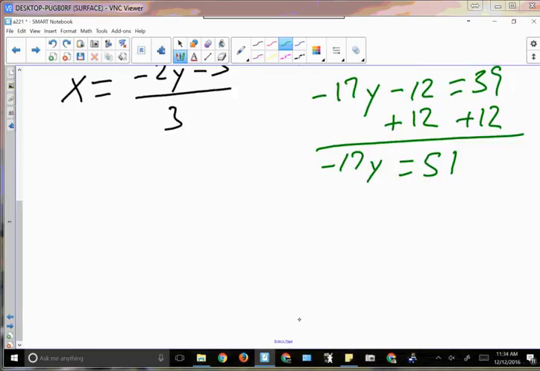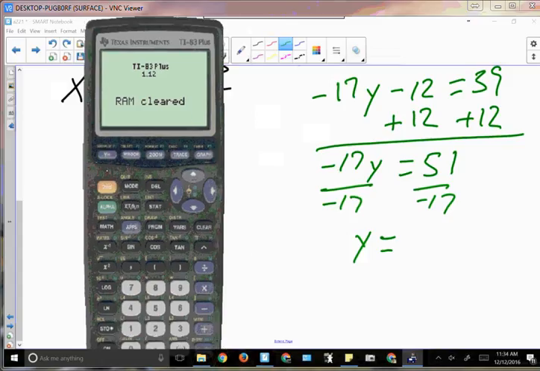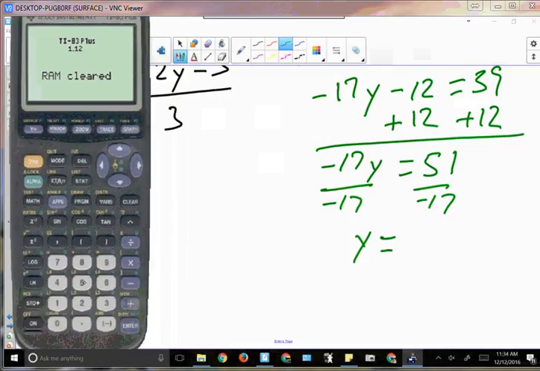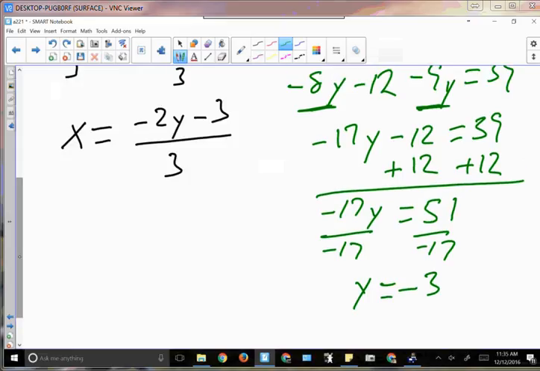Okay? So, divide both sides by negative 17. Y is equal to, now, just for the sheer luck of it, I'm going to check 51 divided by 17 because I'm just hoping it comes out to be a nice number. And how do you like that? It turns out to be a nice number. You can always go and check just to see if that's going to happen. So y turns out to be equal to negative 3. Well, that makes life a little bit easier to work with, right?